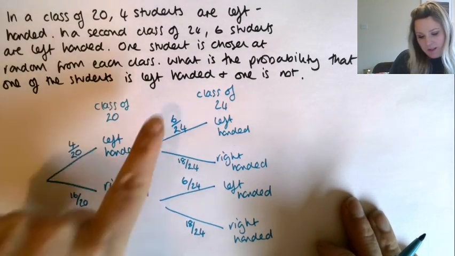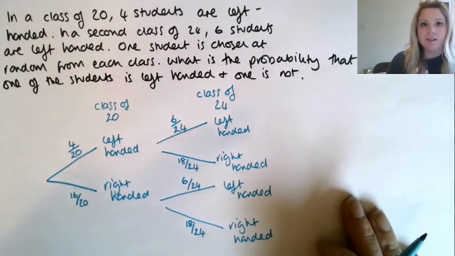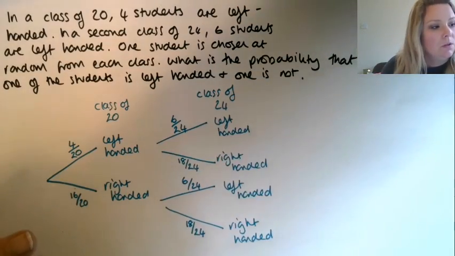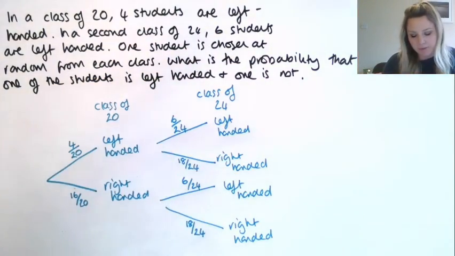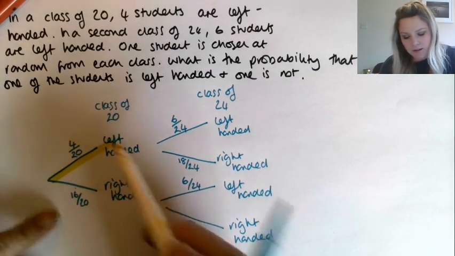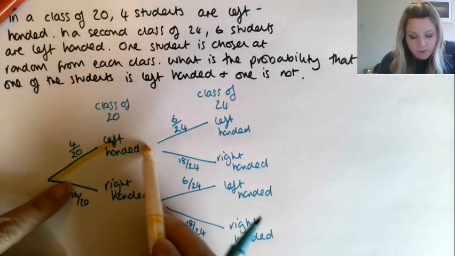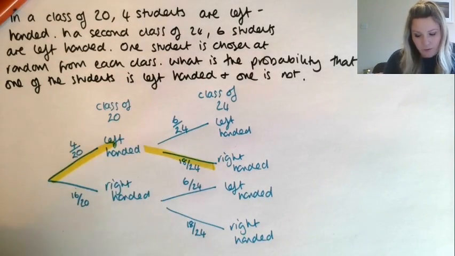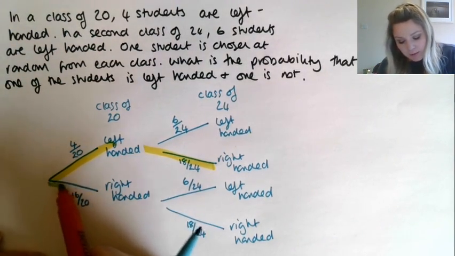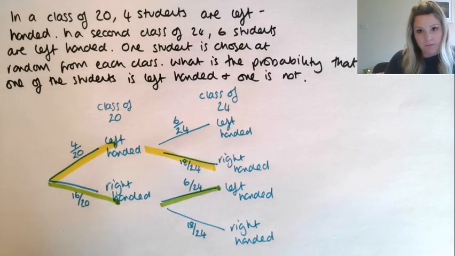So we've been asked, what's the probability that one of the students is left-handed and one is not? Well, this is an or situation because there's 2 different ways that that can happen. So the 2 ways it can happen are that we get a left-handed person from this, and then if we've got a left-handed person here, it would be a right-handed person from this class. Okay, or we're going to pick a right-handed person from this class and a left-handed person from that class.